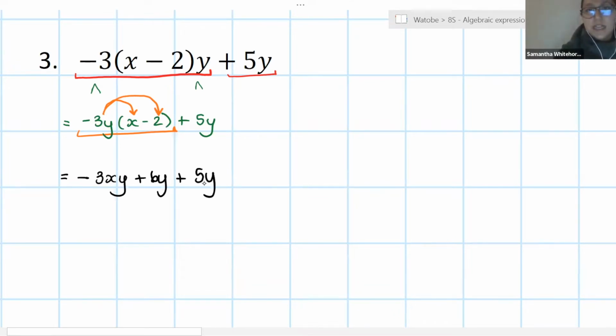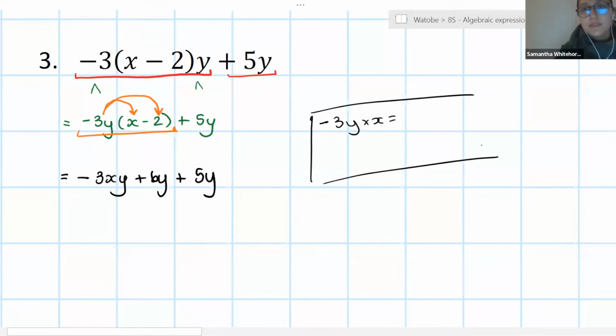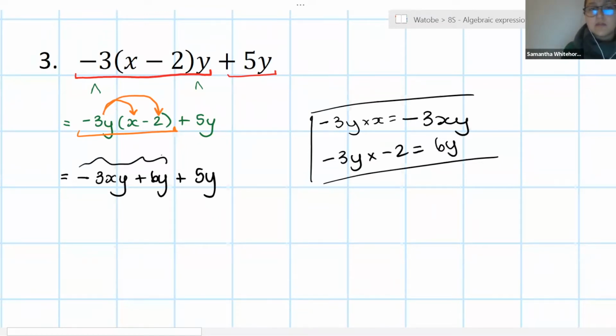if you want to do your little multiplication block, go for it. If I just do this on the side so we know what we're talking about, negative 3y times x gives me negative 3xy. And the negative 3y times a negative 2, remember negative times negative is a positive. So positive 6y. So that's where I get these first two terms from, just from distributing. And then my plus 5y at the end.